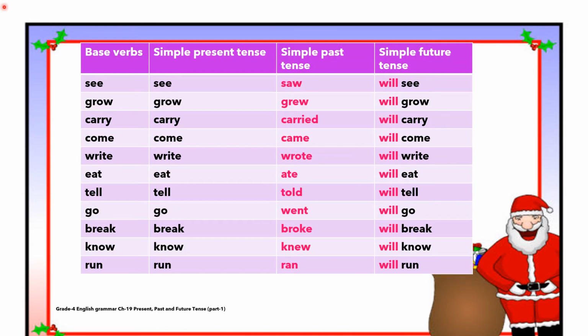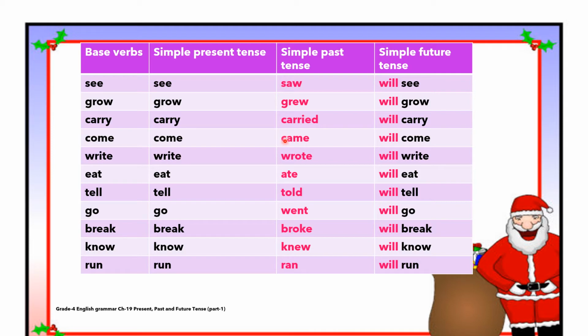Okay, children, now look at this table. It shows the irregular verbs in three tense forms. The first column shows the base verbs: see, grow, carry, come, write, eat, etc. Now, in the second column, as I said earlier in the session, the simple present tense resembles the base verb.